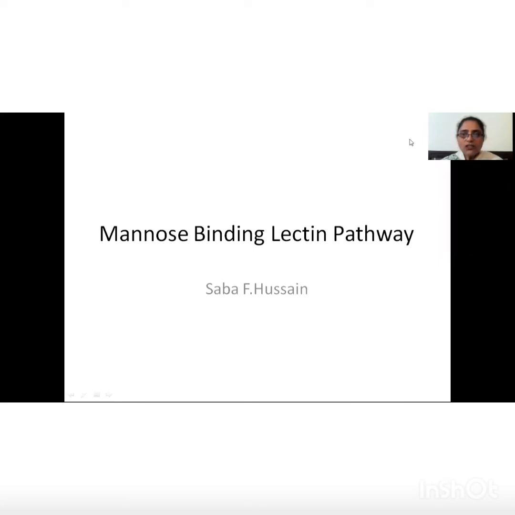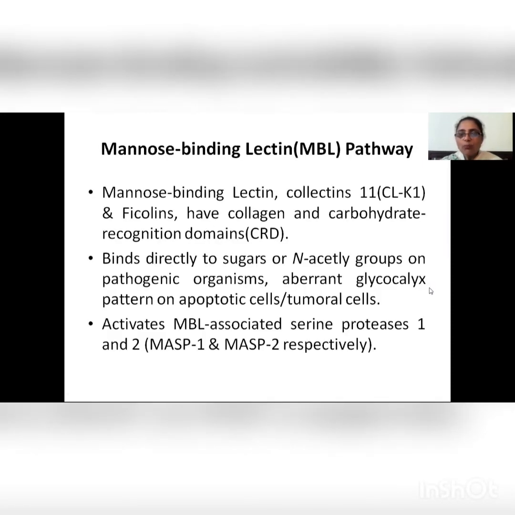Hello viewers, today we will be studying the mannose binding lectin pathway. Now what is this mannose binding lectin pathway? This is one type of complement activation system. This is how the complement system gets activated.